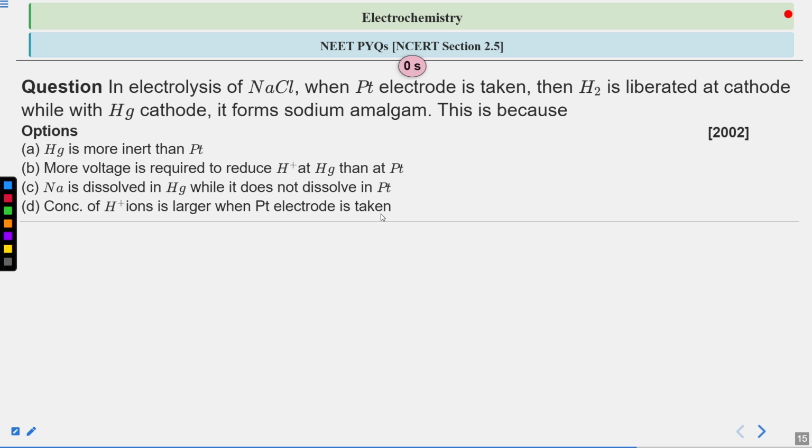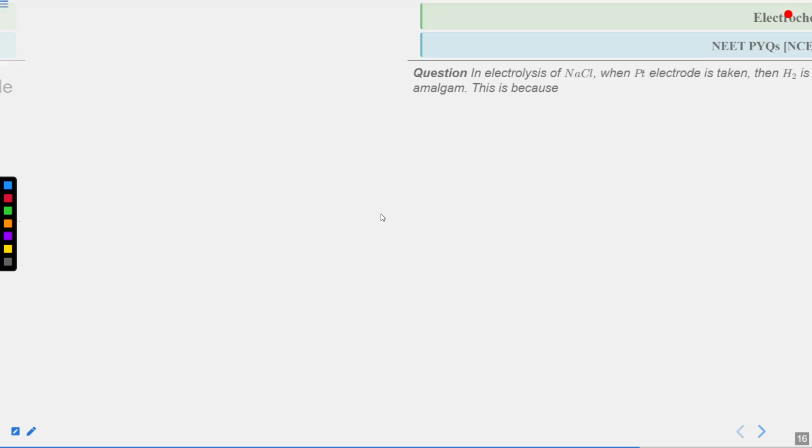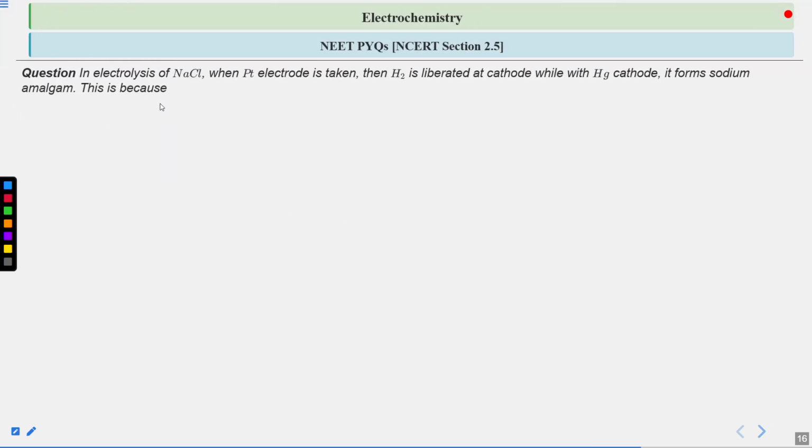Okay, let's see. For this given question, the correct answer is option B. That is, more voltage is required to reduce the H positive ions at the mercury cathode than at the platinum electrode. So that is the correct reason.